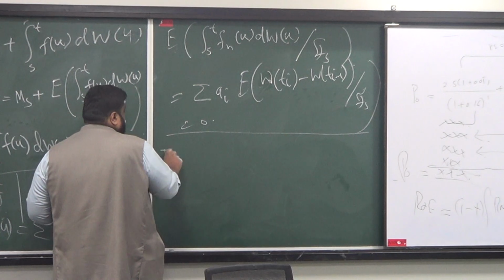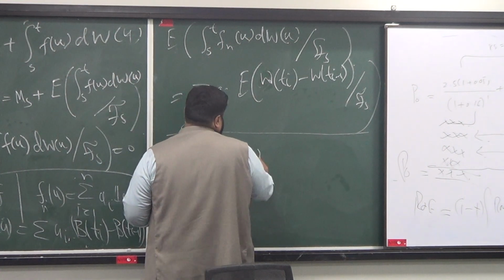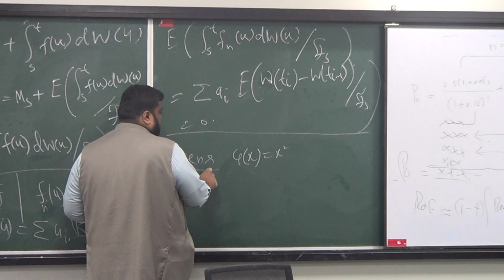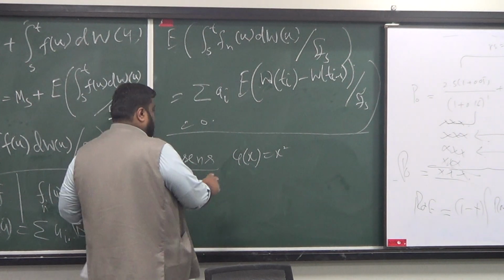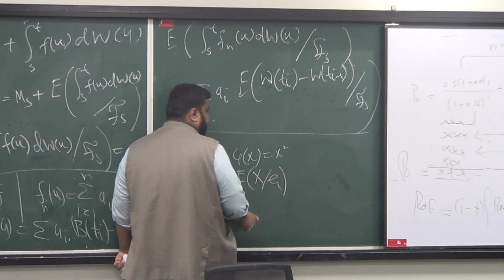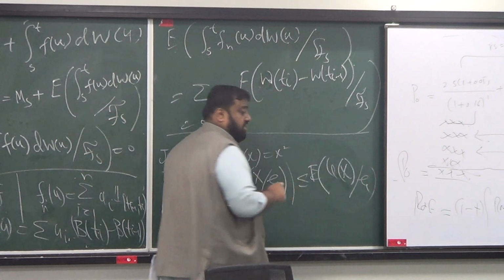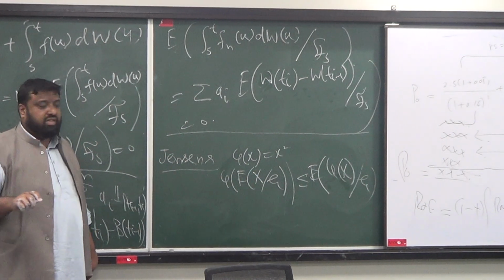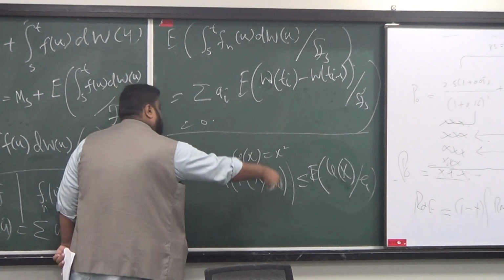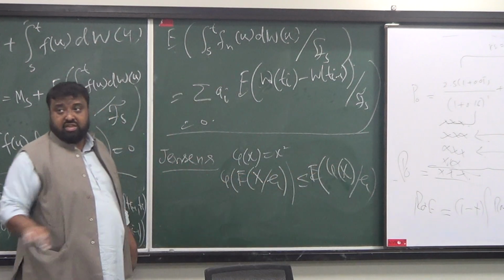Here I'm going to use the conditional expectation version of Jensen's inequality, with phi of x equal to x squared. The Jensen's inequality is also true for the conditional expectation. So I know that the square of the conditional expectation of a random variable given a sigma field G can be estimated by the conditional expectation of the square given G. Okay?